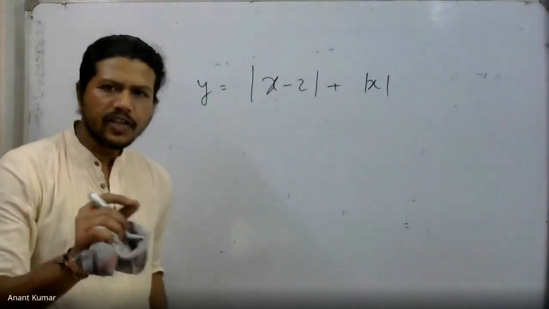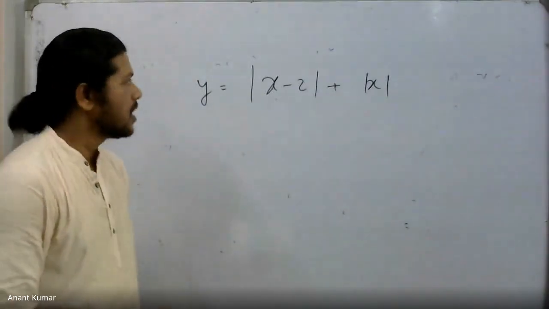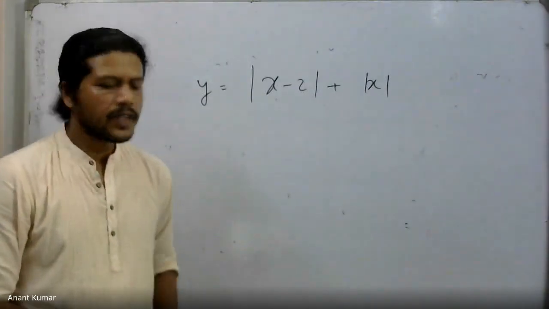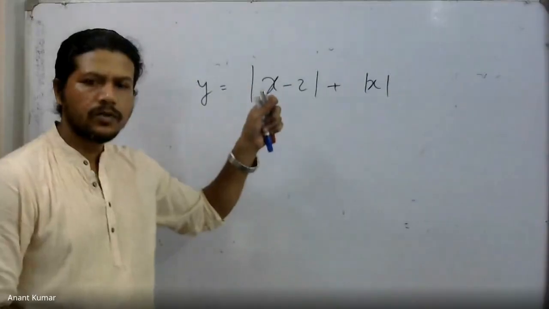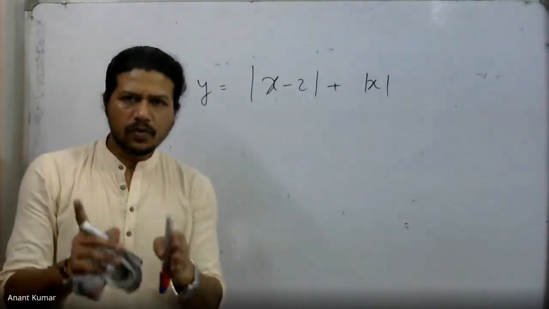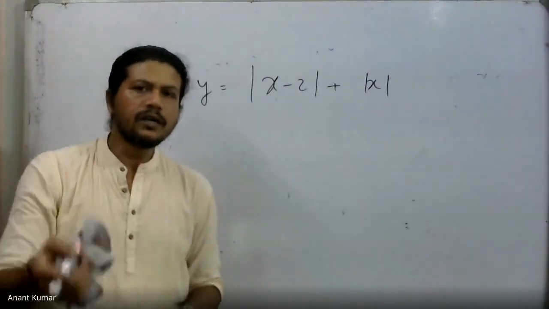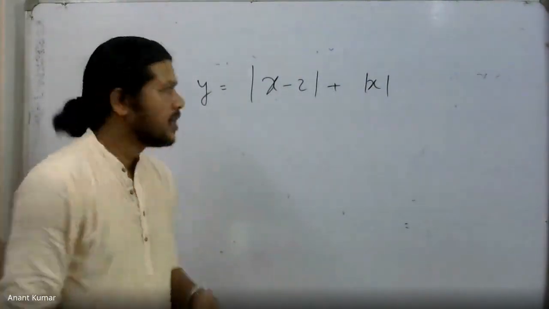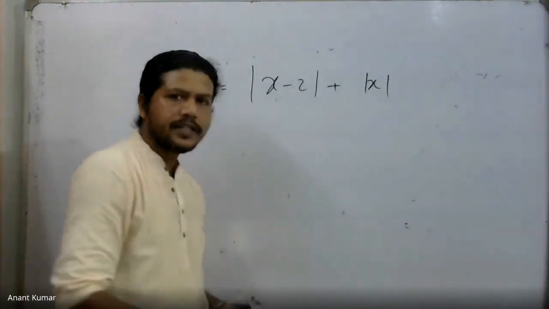Just consider each of the mods. Okay, each of the mods. In this case, we have two mods present. One is mod of x minus 2. The other one is mod of x. So I just figure out points where each of those mods becomes 0. They will be the turning points. They will be the corner points over there. This mod is 0 when x is equal to 0.